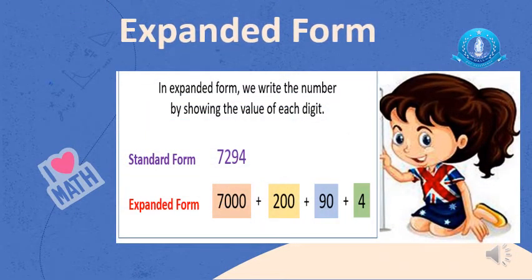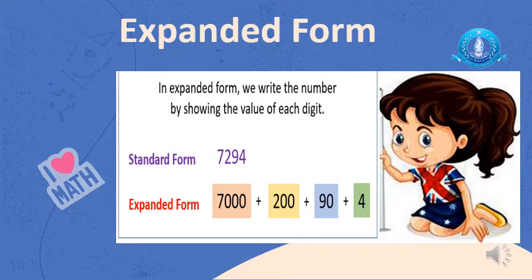Expanded form. What we will do here is write the number by showing the value of each digit. Each digit has a different value, so we will write the value of each digit with an addition sign. When a number is given, we will see how many thousands, how many hundreds, how many tens and ones are there. Fine. Look at the example.